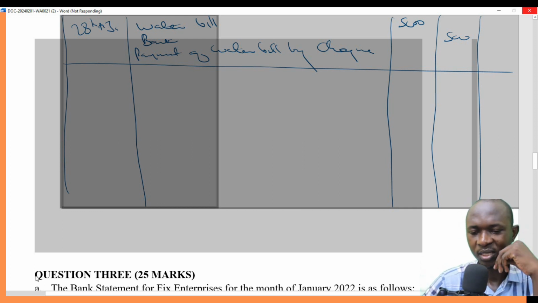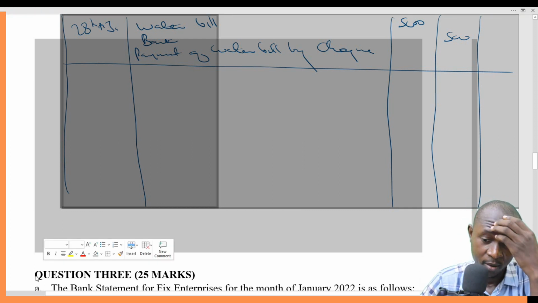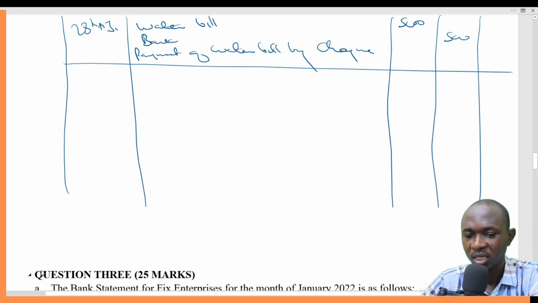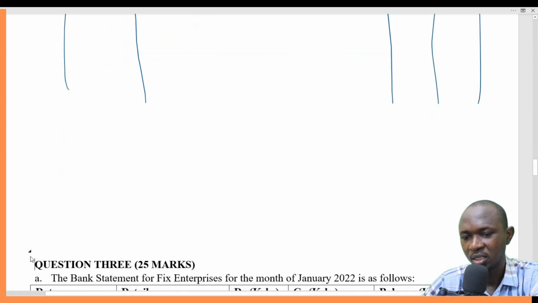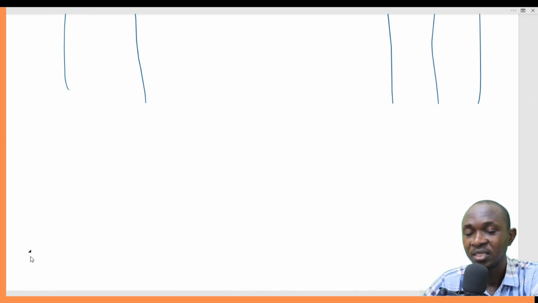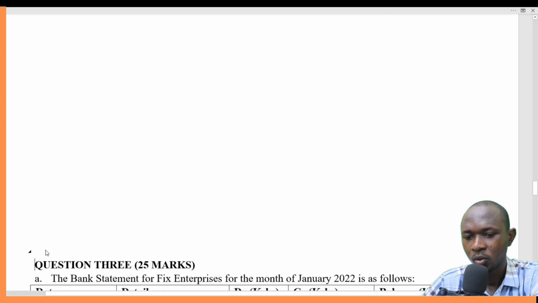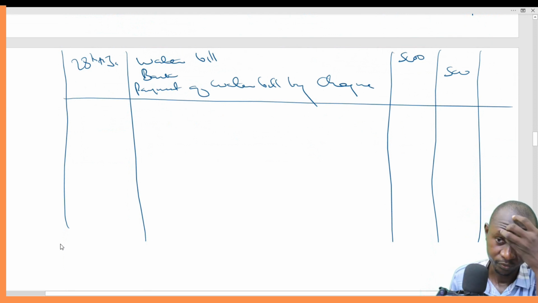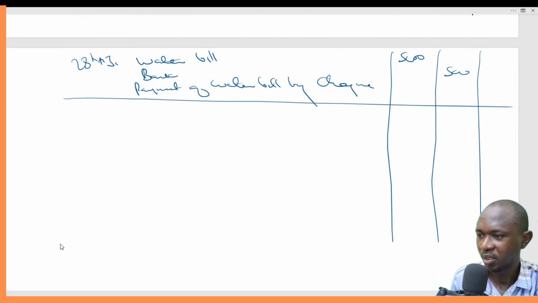Just know the basics. Increase in assets, debit. Decrease in assets, credit. Increase in liabilities, credit. Decrease in liabilities, debit. All expenses, debit. All incomes, credit. It's that simple. So yours will just be to identify if it's an asset or a liability. Let me just delete this so that we can have enough space. Let me close this.